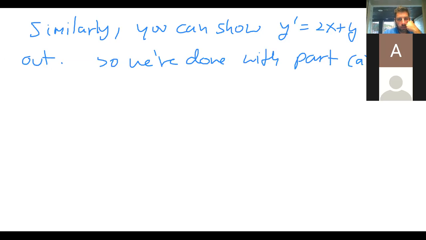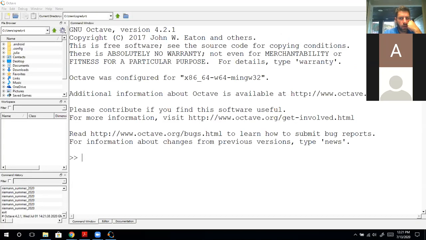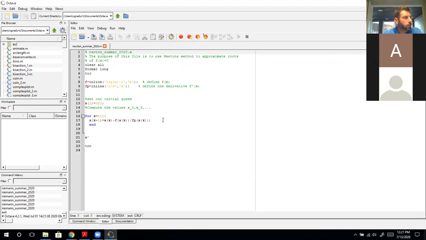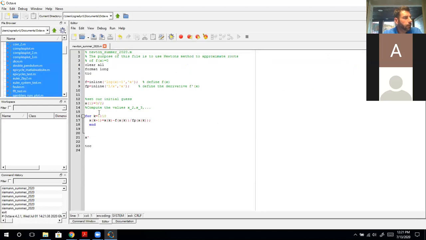So let me switch screens. Which one is it on? I gotta share my screen too. So right now, do you guys see Octave? Yeah. So if I go to documents, I gotta go to my Octave folder. And what I'm gonna do is go to my editor, and I have to open up my file. So which one, what did I call this one?